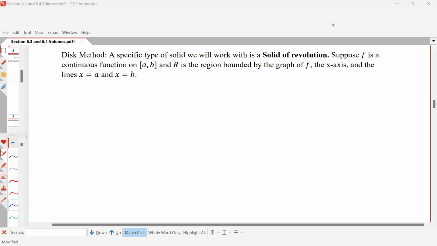In this video, we are taking a look at another type of way to find the volume of a solid, and that is known as the disk method. So a specific type of solid that we will work with is a solid of revolution. What that means is we have a function f of x, and we are taking it and we're rotating it all the way around the x-axis to create a 3D shape.